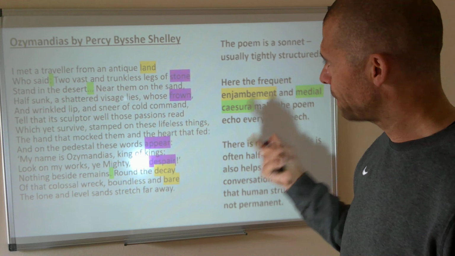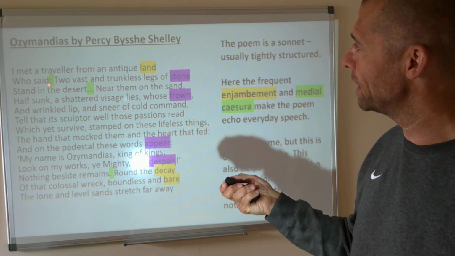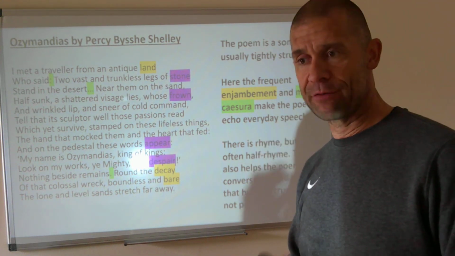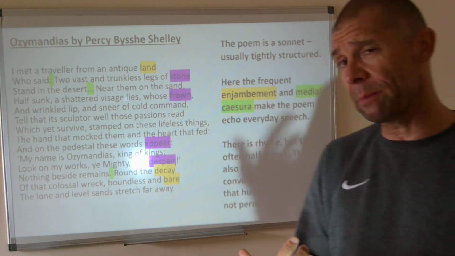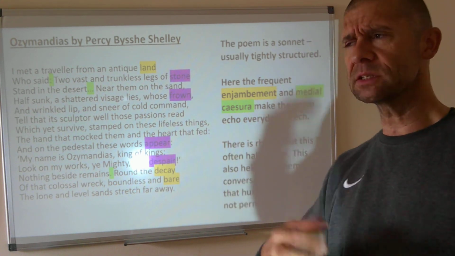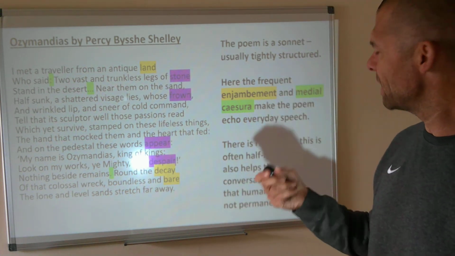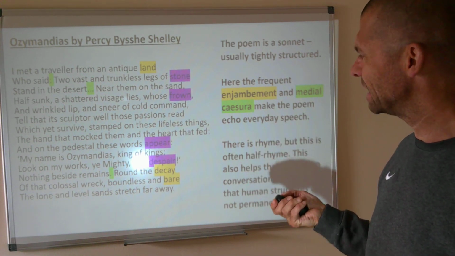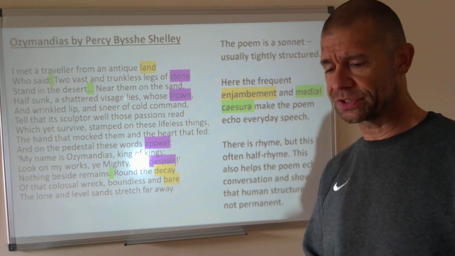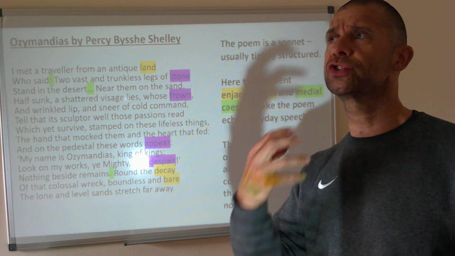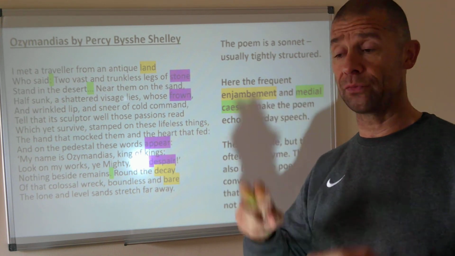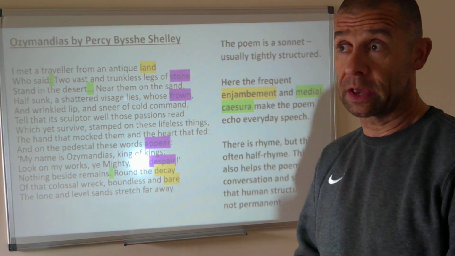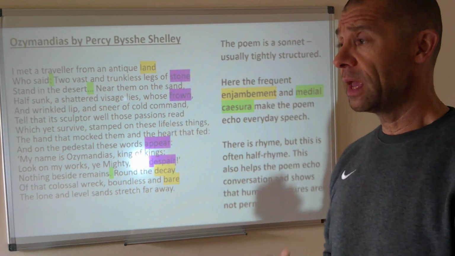And also we've got the poem broken up in the middle of lines with this caesura, this punctuation in the middle of lines, and that makes it seem like everyday speech, like the story that we're being told is just a chat. It doesn't sound like a poem, and that's emphasised by this half rhyme: stone and frown, appear and despair. We can sort of sense there is some rhyme there, but it's not strict rhyme, which would make the poem sound very poetic. But it also might show us that human structures like rhyme schemes are easily broken down by time.